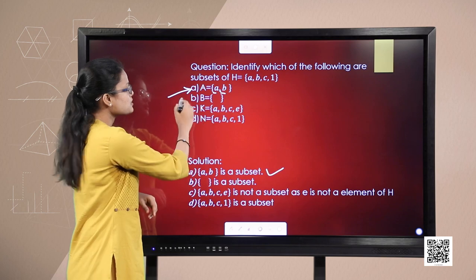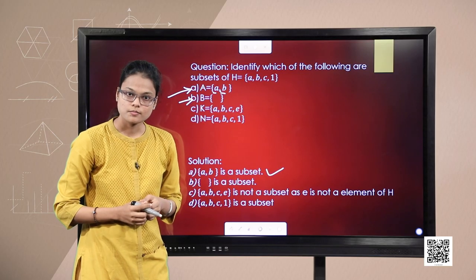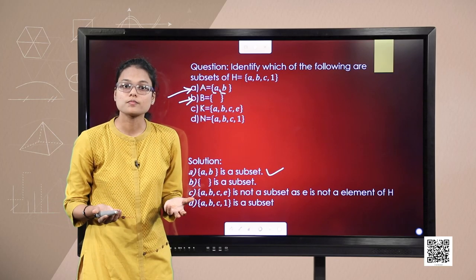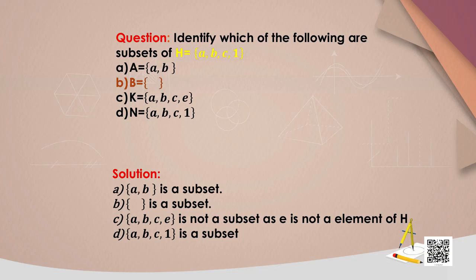Now, the set B. B is an empty set. Can it be a subset of H? Yes, it is, since it has no elements, so we cannot deny that any element is not present in H. So the empty set is also a subset of H. Third set K, it is visible that this element e is not a member of the set H. So K is not a subset of H.